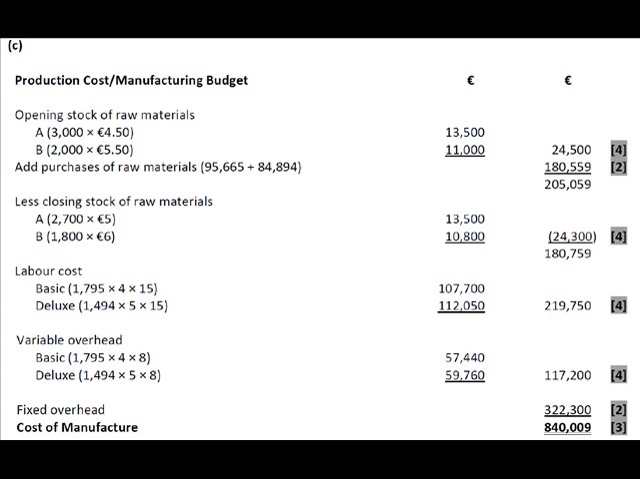So our variable overheads are 117,200, and the final overheads, fixed overheads, they gave us 322,300 in the question. So our cost of manufacturing is budgeted for €840,009. You'll need to go over this again.